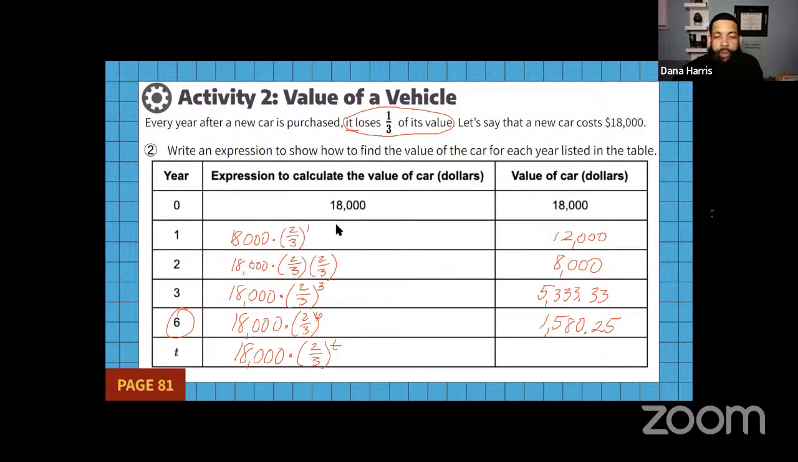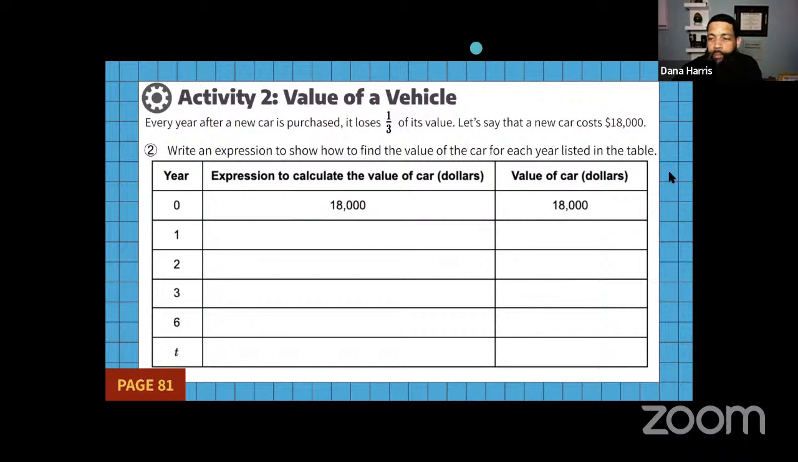So notice it's still exponential, but the key thing you want to remember is it loses 1/3 of its value. So it's multiplied by 2/3 of the value. So that's what's remaining after the 1/3 is gone.